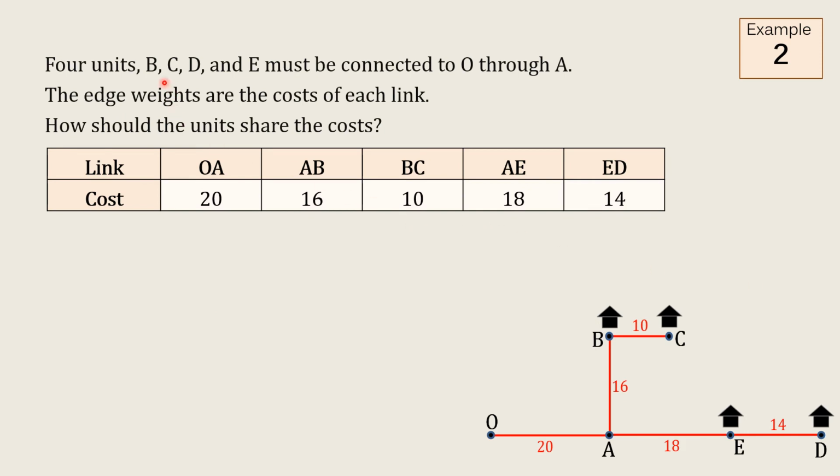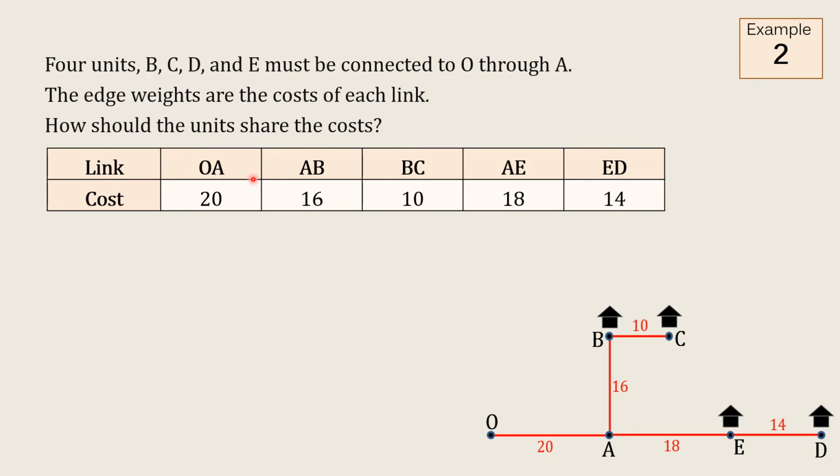There are 4 units: B, C, D, and E. Note A is not a unit, so it's not an agent. Only B, C, D, and E are the agents. And all of these 4 houses must be connected to this source O. Maybe this is the source of energy or water supply or something else. And so these are the possible links that must be established.